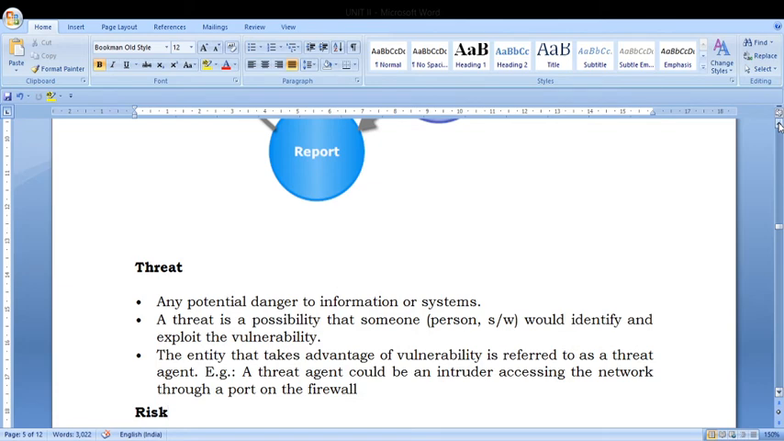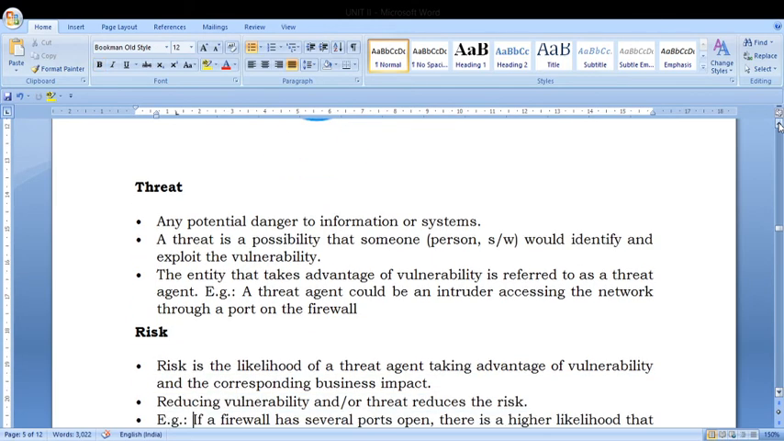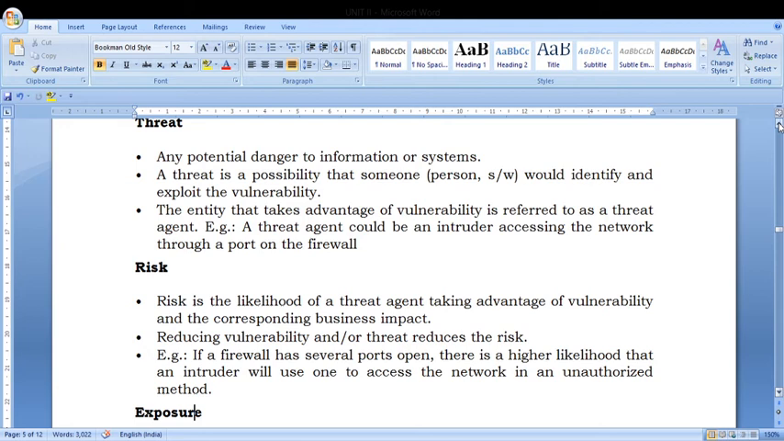What are the threats we are having? Any potential danger to information or system. A threat is a possibility that someone would identify and exploit a vulnerability. The entity that takes advantage of a vulnerability is referred to as a threat agent. For example, a threat agent could be an intruder accessing the network through a port on the firewall. Clear. And risk. What are the risks we have? Risk is the likelihood of the threat agent taking advantage of a vulnerability and the corresponding business impact. Reducing the vulnerability and threat reduces risk.